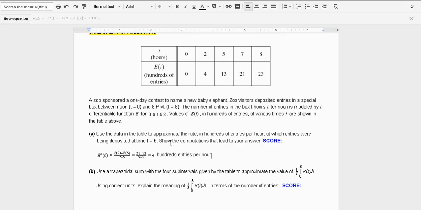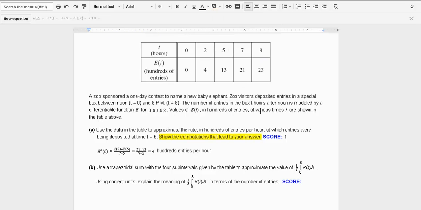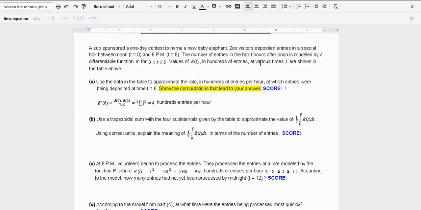Now this is only worth 1 point. So this is 1 point, and you're given the 1 point for the answer. However, in order to get that 1 point, you had to show the computation that led to your score. If you did not show this particular part, you're not going to be given any points. So make sure that if it asks you specifically to show the computations, you're going to show the computations.